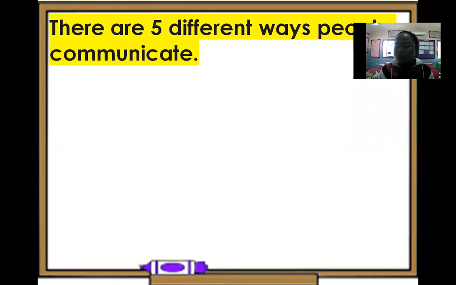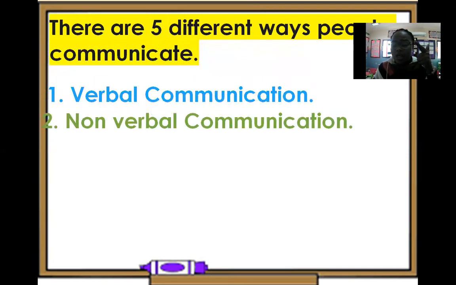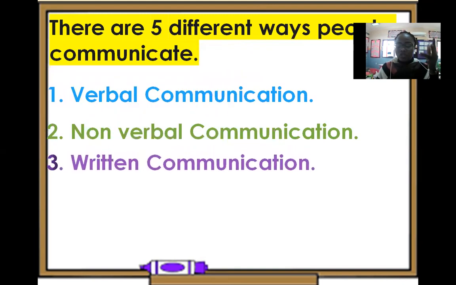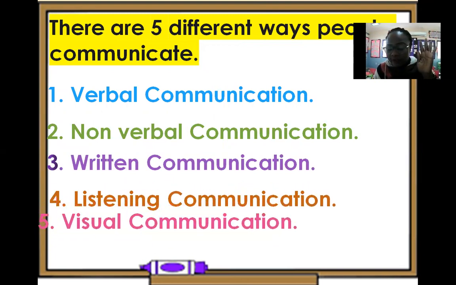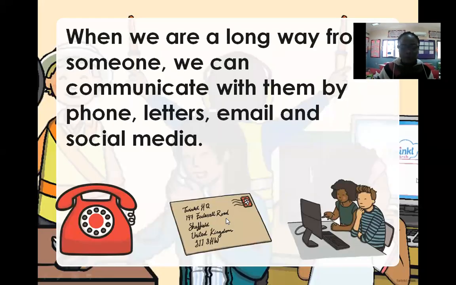Now, there are 5 different ways people communicate. One, they communicate verbally. Verbal communication, non-verbal communication, written communication, listening communication, and visual communication.